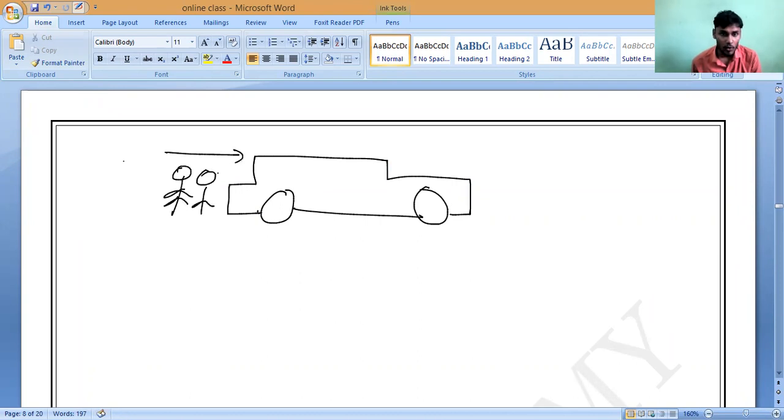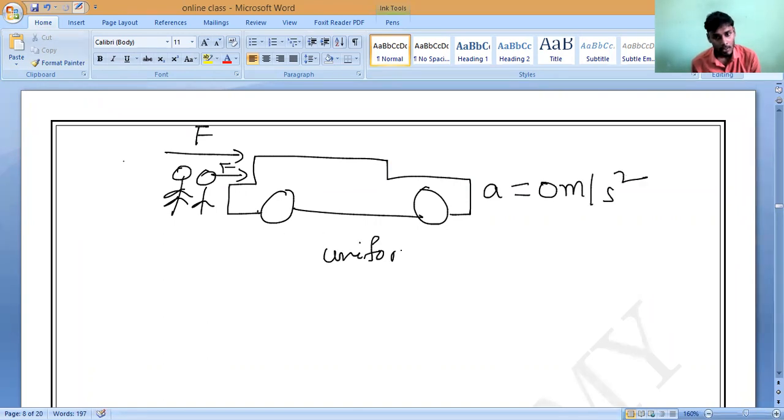With equal force, this person applies F and this person also applies F. So acceleration equals to what? Zero meter per second square. Why? They are making uniform velocity. Uniform velocity means no acceleration. No acceleration means uniform velocity or constant velocity.